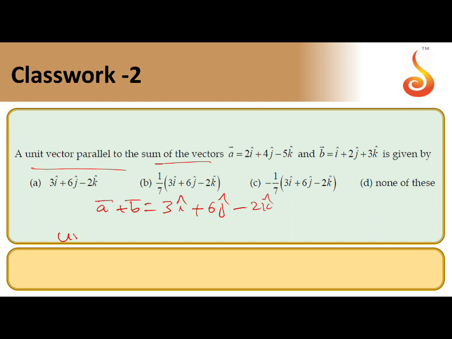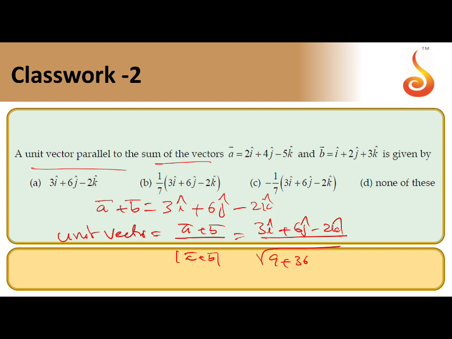So you want the unit vector in the direction of this. Parallel means A bar plus B bar divided by the magnitude of A bar plus B bar. So that is 3i plus 6j minus 2k whole divided by root of 3 square 9 plus 36 plus 4. So 3i plus 6j minus 2k divided by root 49. Root 49 is 7. Which option is matching? 3i plus 6j minus 2k by 7 is there. So the answer is B. I hope that is clear.